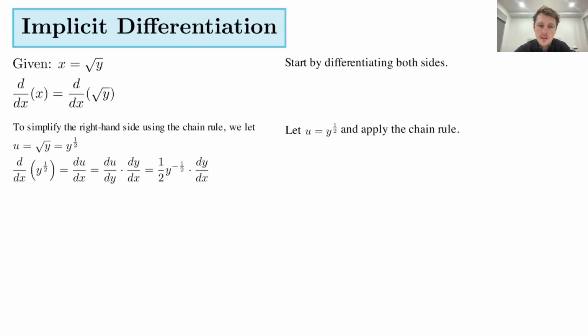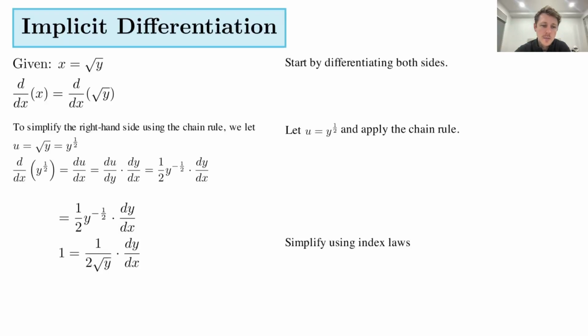And you can see how that steps out. You take the half out the front, y to the negative 1/2 multiplied by dy/dx. And we end up with that situation. Actually, we haven't simplified it at all, that's the same step there. And then simplify using the index laws. So you end up with this.